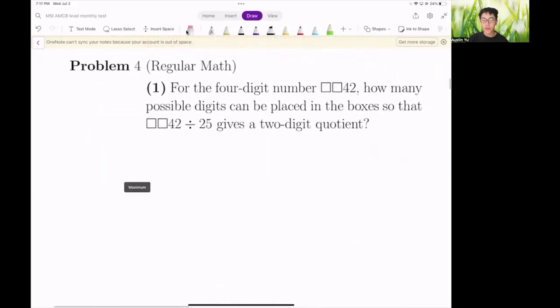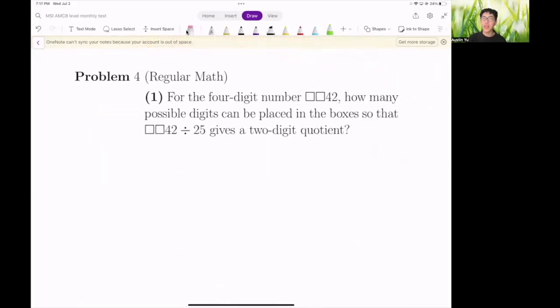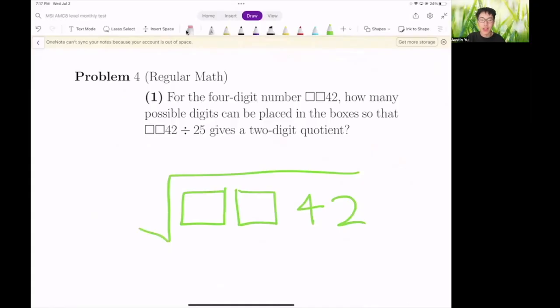Problem 4. For the 4-digit number blank blank 42, how many possible digits can be placed in the box so that the blank blank 42 divided by 25 gives you a 2-digit quotient? So let's see here first. How do we set up this problem? Well, let's do blank blank 42. Put this inside the division bracket, and then put 25 outside. And this is how we set the problem up first.